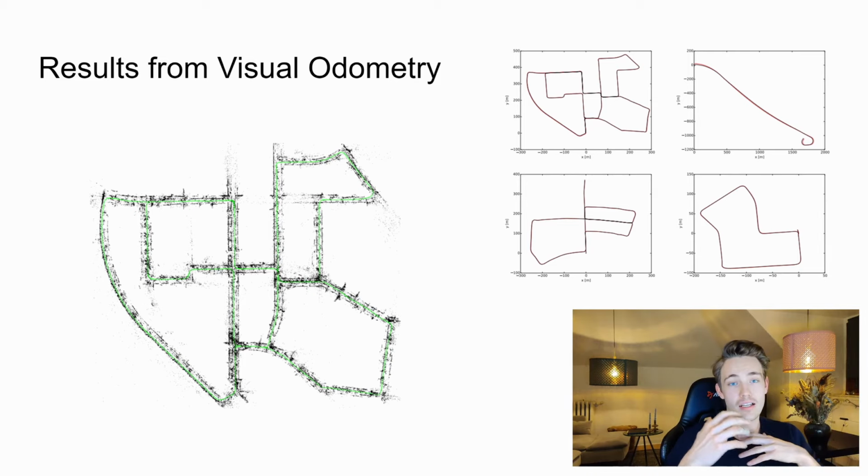We're just going to take in a sequence from the KITTI dataset, implement the visual odometry here, and then estimate the poses for a number of frames in our sequence.